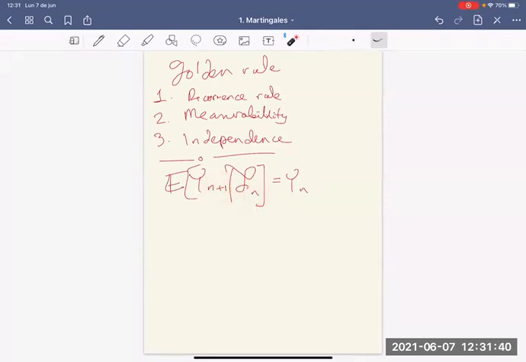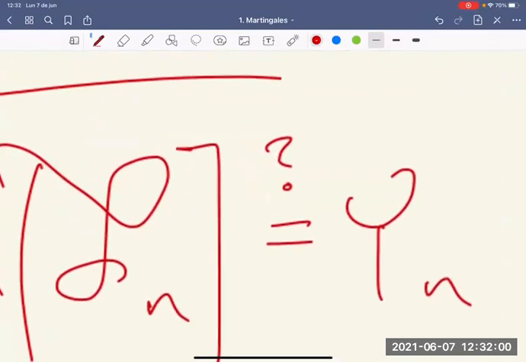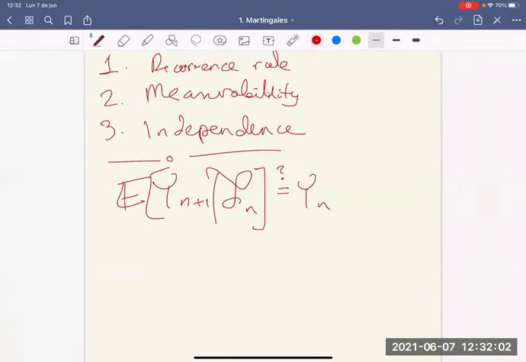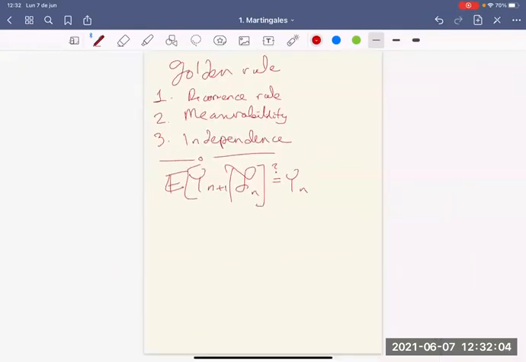And in order for this process to be a martingale, I have to put the same time here as the one that I put in here. Now, I need to prove that this actually happens. So I'm going to write a question mark in there because I do not actually know if this is true. Well, actually, I do know that it's true.